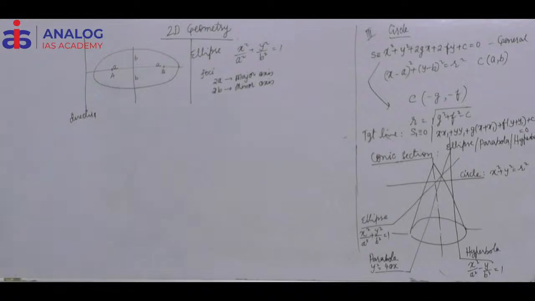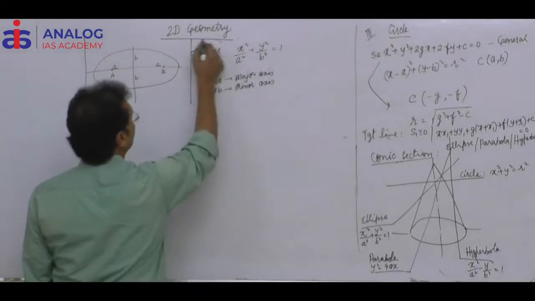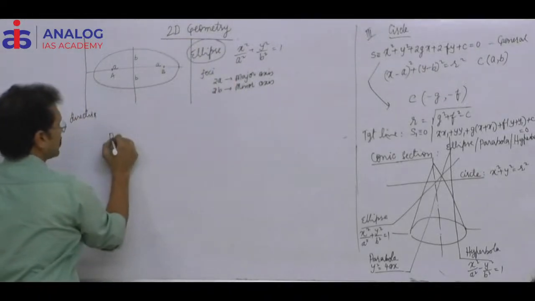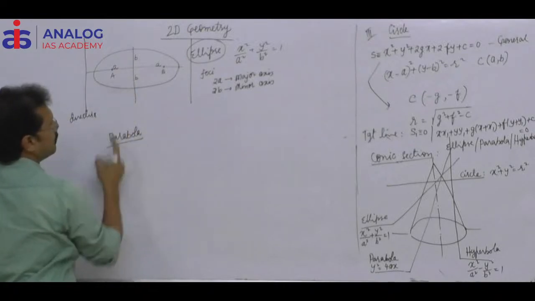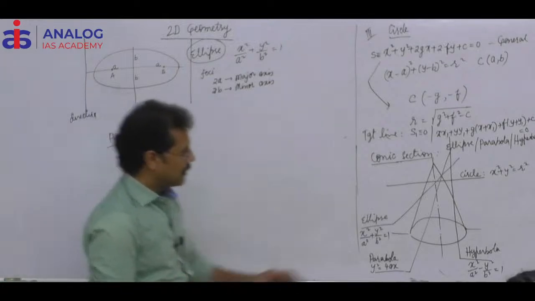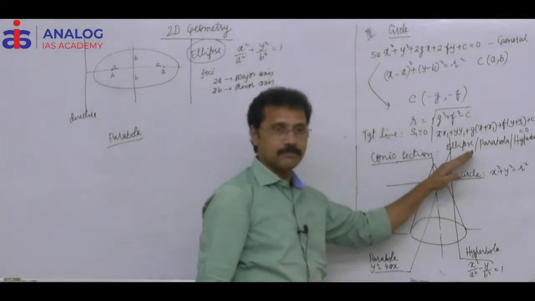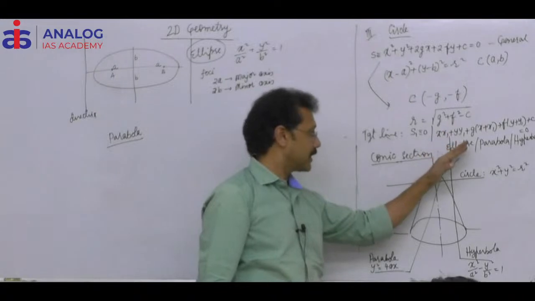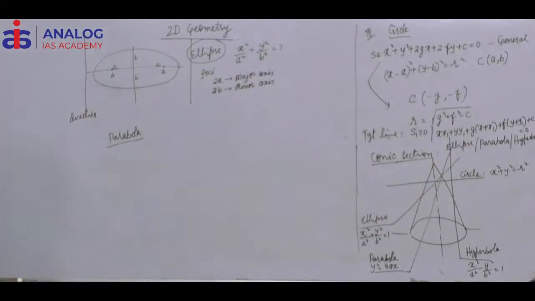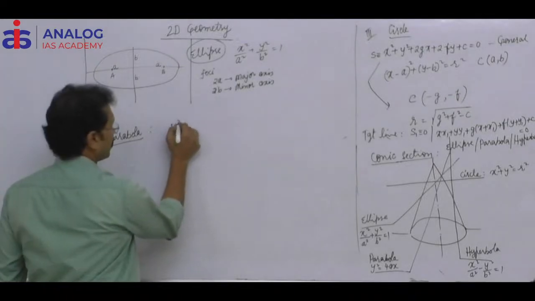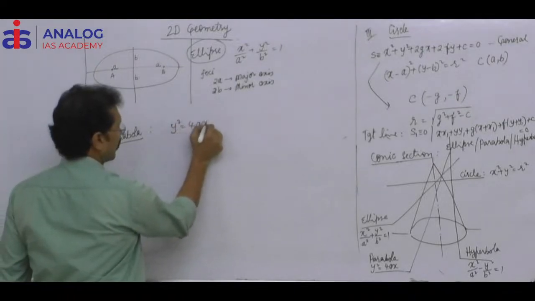Okay, this is ellipse. Let us go to parabola. See, how do ellipses form? By a plane inclined to the base plane, so that we get this kind of a section. A parabola looks like y square equal to 4ax. It looks like this.